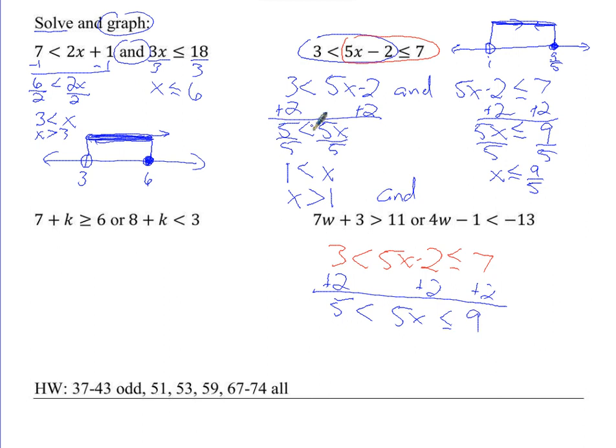Notice that I wind up with pretty much the same thing. 5 is less than 5x, and then 5x is less than or equal to 9. So we're doing exactly the same thing. It's just a little bit shorter.